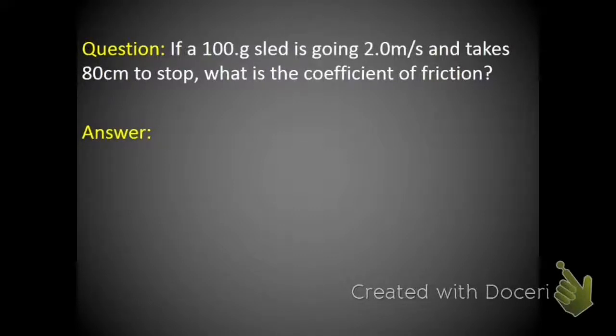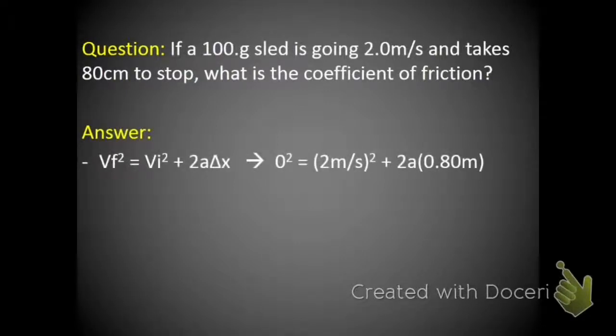All right, almost done. We're going to do this in two versions, and then we'll wrap it up. Say you have a 100-gram sled going 2 meters per second, and it stops in 80 centimeters. What is the coefficient of friction? Okay, so one way we can approach this is by using the kinematics to solve for the acceleration. We know the starting speed. We know that it comes to a stop, so we know its final speed. And we know that it takes 80 centimeters to come to a stop. Using those, we can calculate the acceleration.